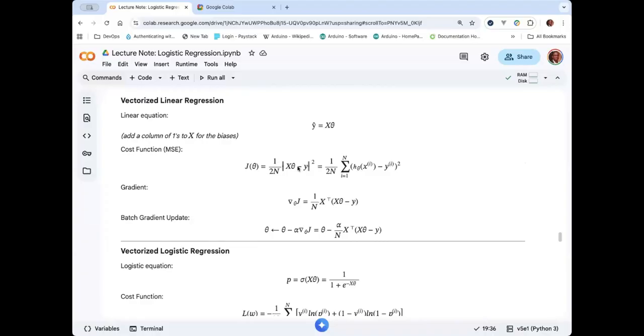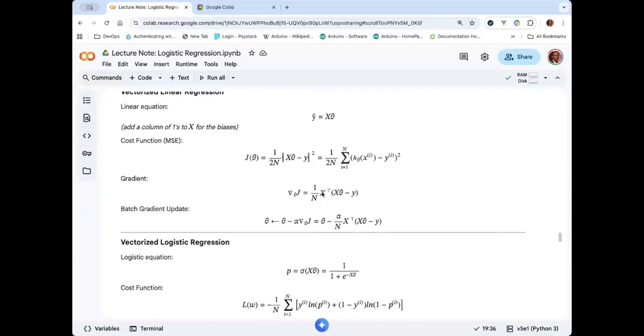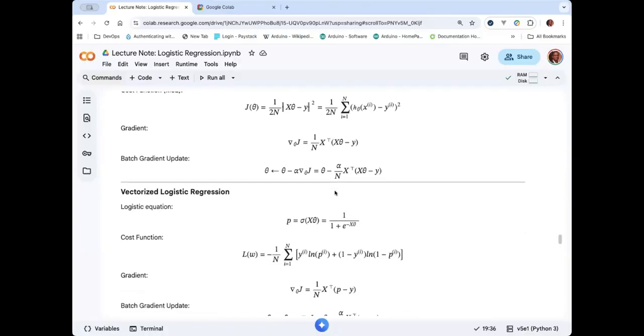So everything is combined. But your gradient is x transpose times the residual, which is y pred minus y. And you take the mean of it, right? Along each axis this time around. So you're not just going to do mean, but you're going to actually do a dot function and divide it by n. Gradient update, you do that.